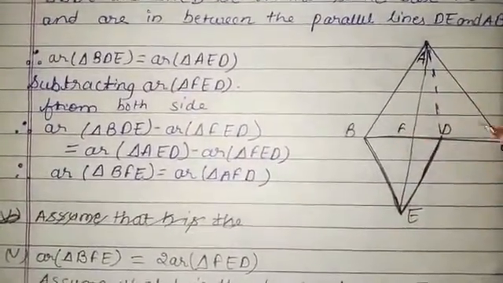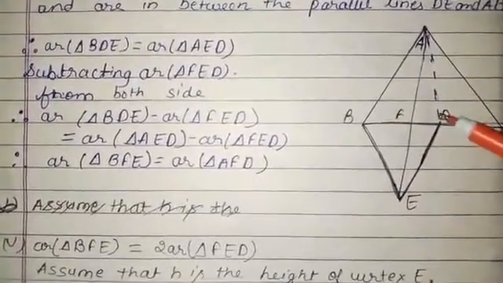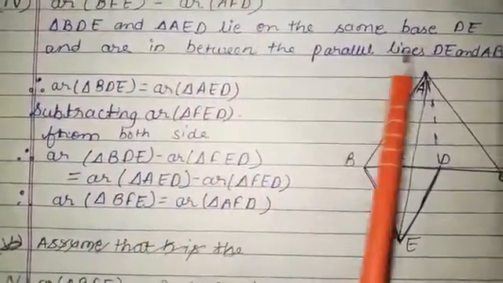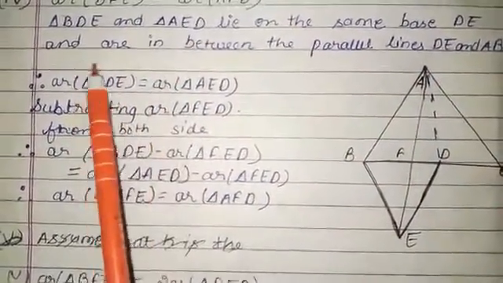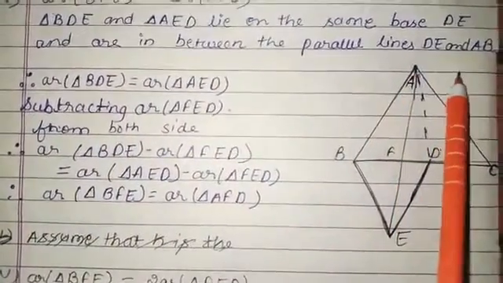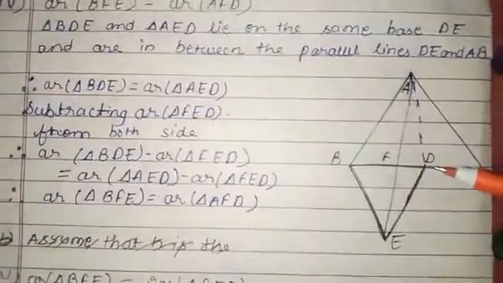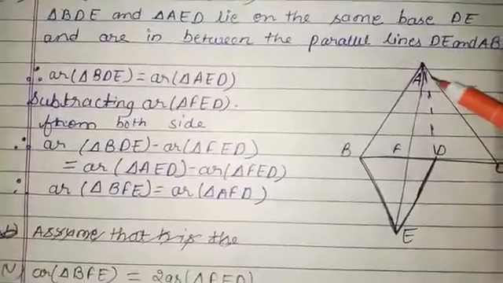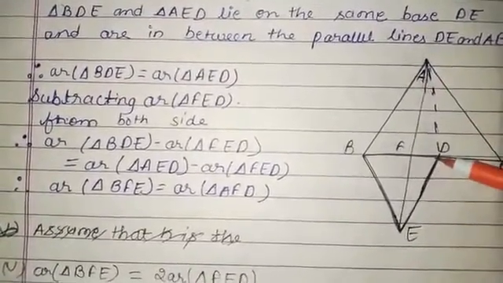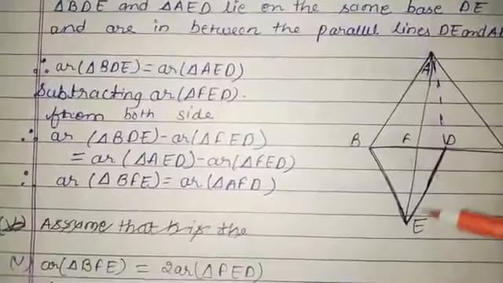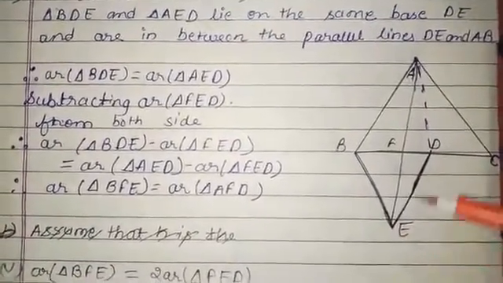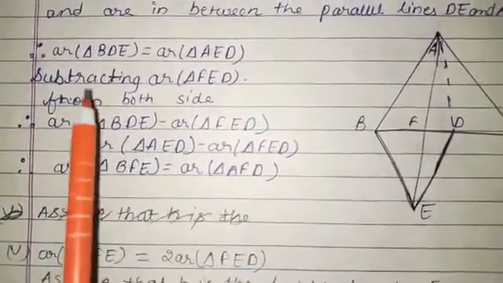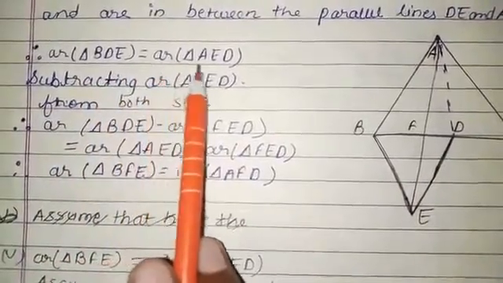We know that ABC and BDE are two equilateral triangles and D is the midpoint of BC. Now triangles BDE and AED lie on the same base DE and are between the parallel lines DE and AB. So area of BDE is equal to area of AED.